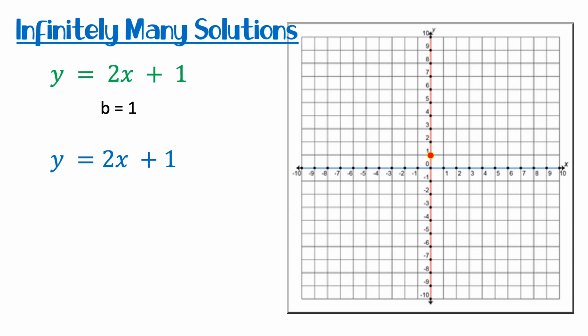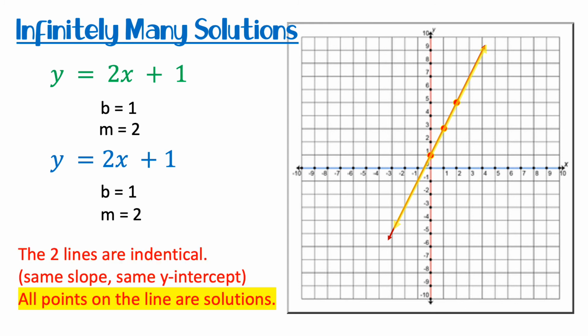If we graph this, we'll plot at 0, 1, up 2 over 1, up 2 over 1, and plot the second line, up 2 over 1, and we get the exact same line because the points are exactly the same. The two lines are identical, the same slope, same y-intercepts. All points on the lines are solutions.